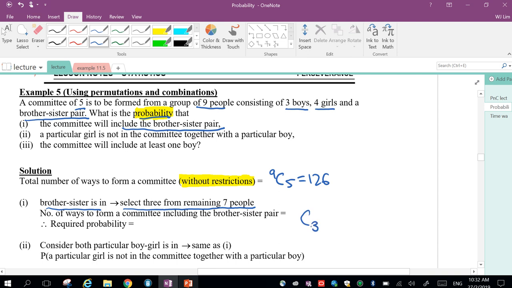There are originally 9 people, right? Your brother, sister already inside. So you left with 7. Okay. So 7 choose 3. This is equal to 35. So the required probability will be the 35 divided by the no restriction case, which is 126. Is that clear? Okay, so this is the probability that you need.